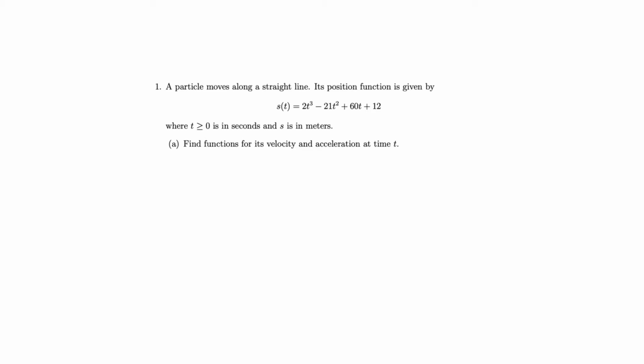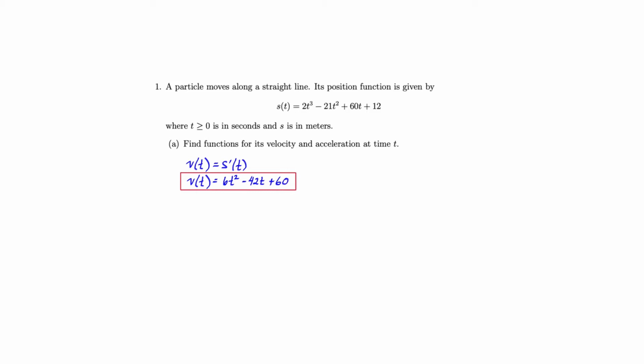So recall that the velocity of a particle in motion is just the first derivative of the position function. So the velocity as a function of time is the first derivative, s prime of t, which in this case is 6t squared minus 42t plus 60. That's the velocity at time t.